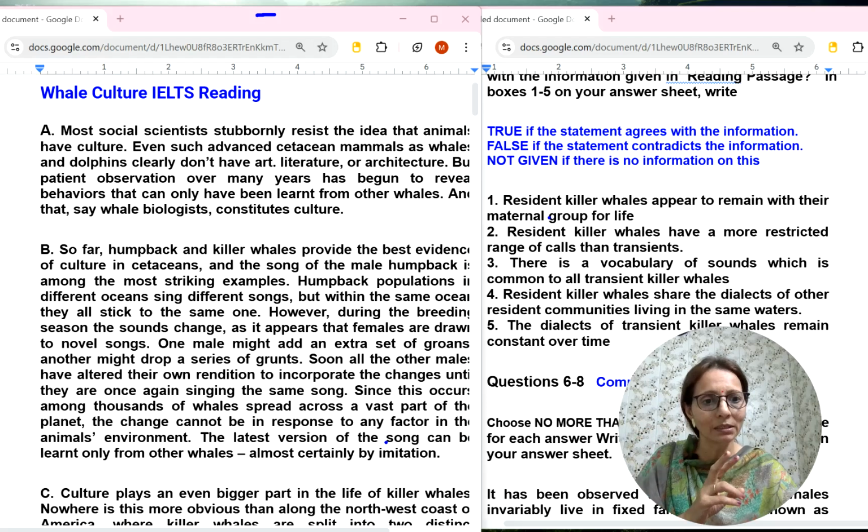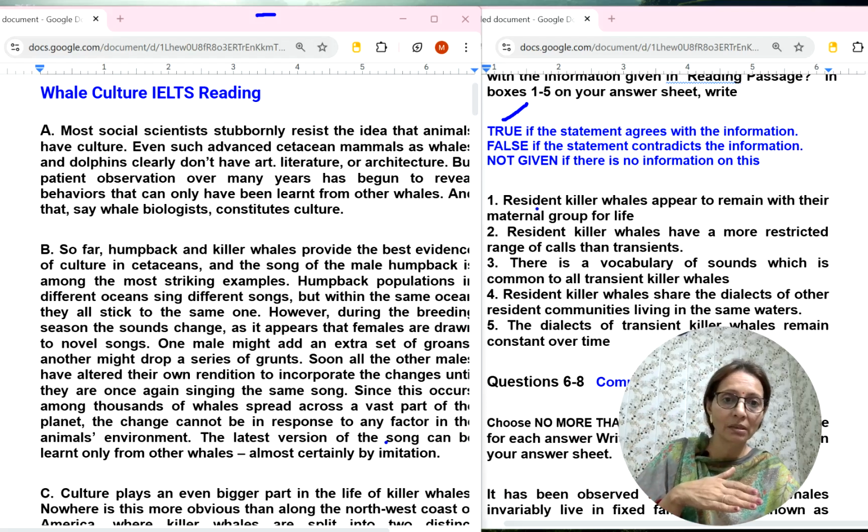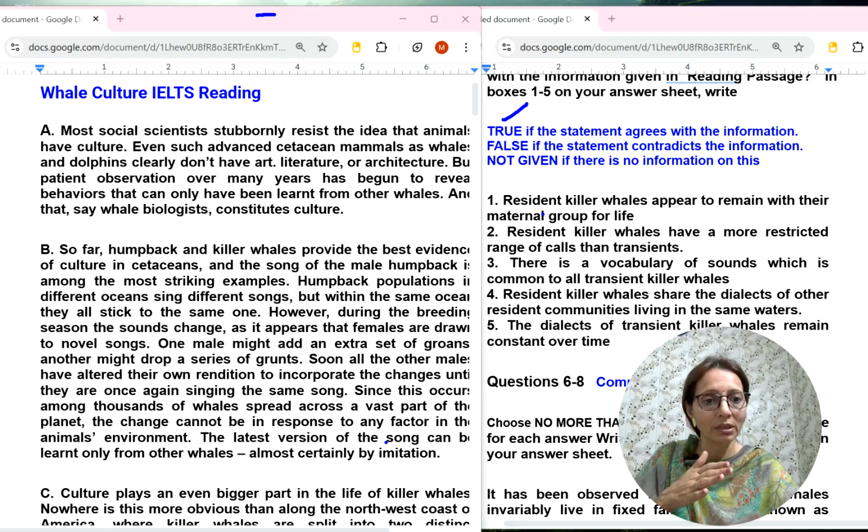If the meaning comes out the same, then it will be true, and if the meaning comes out different, meaning some contradiction is there, for example if instead of Delhi, Mumbai is written, then definitely it will be false information. And if they are not talking about the main soul, the main thing of the question statement, then it will be not given.